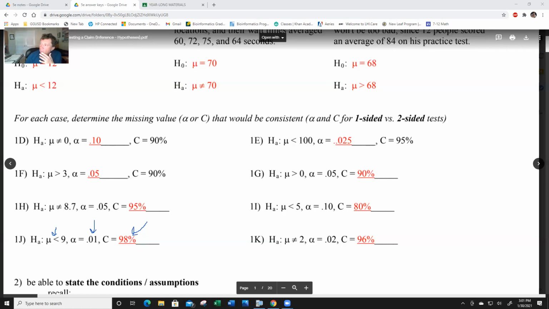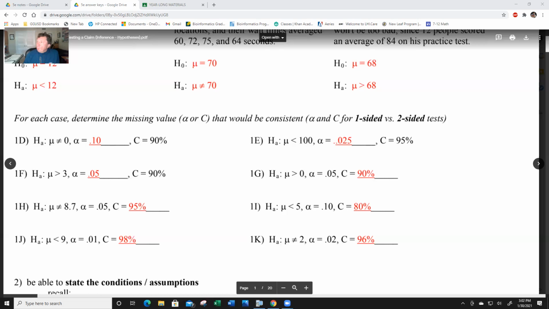Okay. And then K, I have a two-sided one. So it's already two-sided. That means there's 1% on each side, making the 2% alpha already. So I'm going to go 100% minus 2%, and I get 98%, and I have the wrong answer. That happens sometimes. You know what I mean? 98%. Thanks for checking that. Okay. Whew, glad I got that.